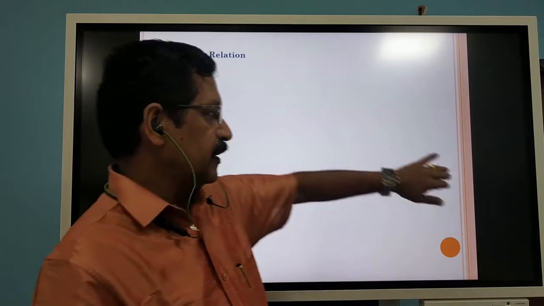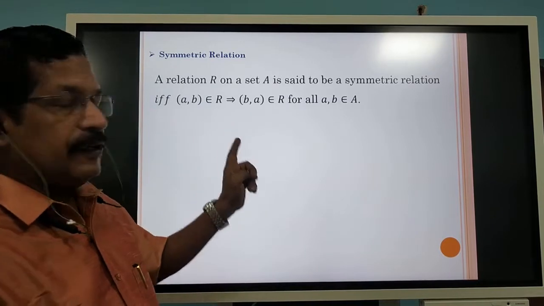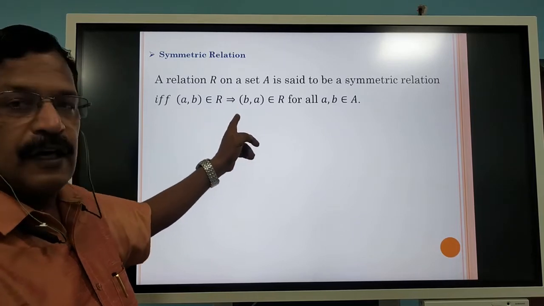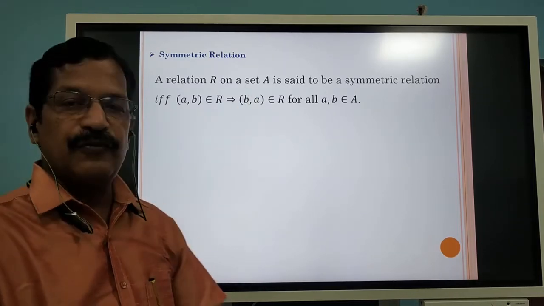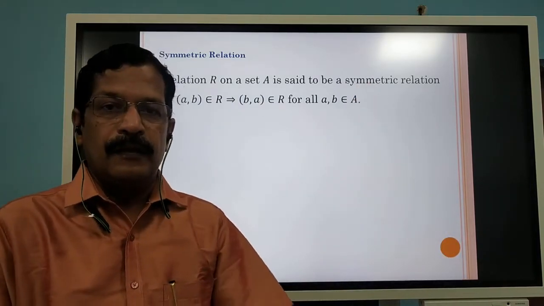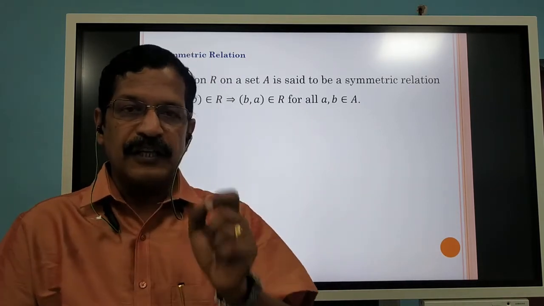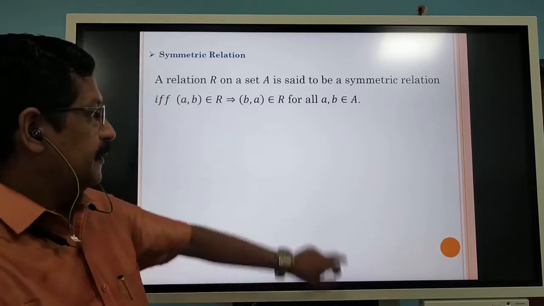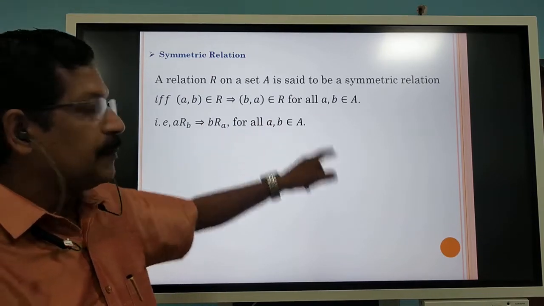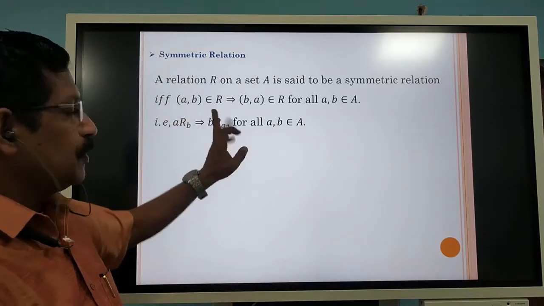Next is the symmetric relation. Now what is a symmetric relation? Let us check. A relation R on a set A is said to be a symmetric relation if and only if (a, b) element of R implies (b, a) element of R for all a and b elements of the set A. That is, if a is related to b, then b should be related to a. If it is so, the relation R is called a symmetric relation.